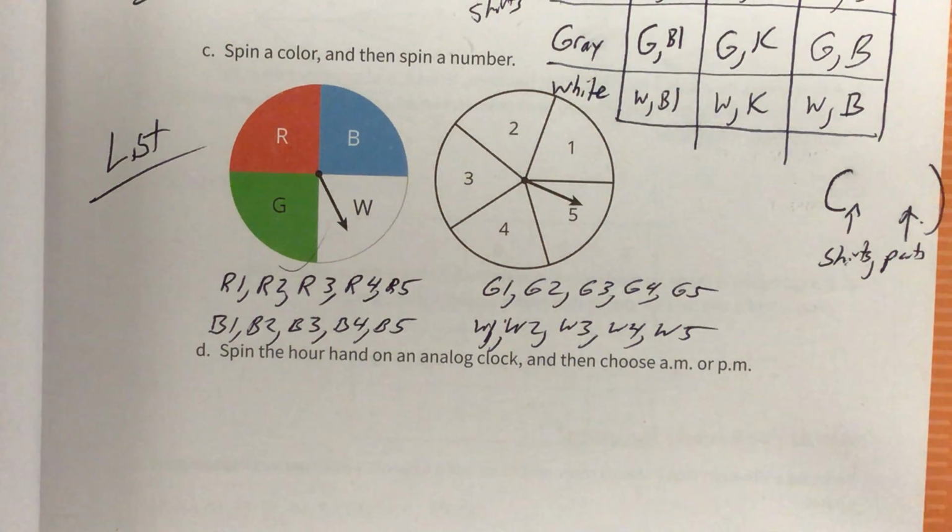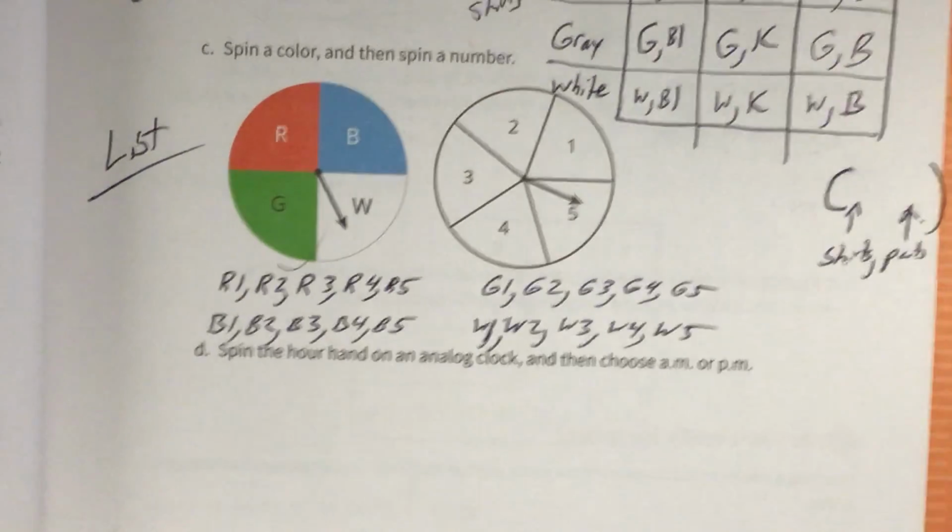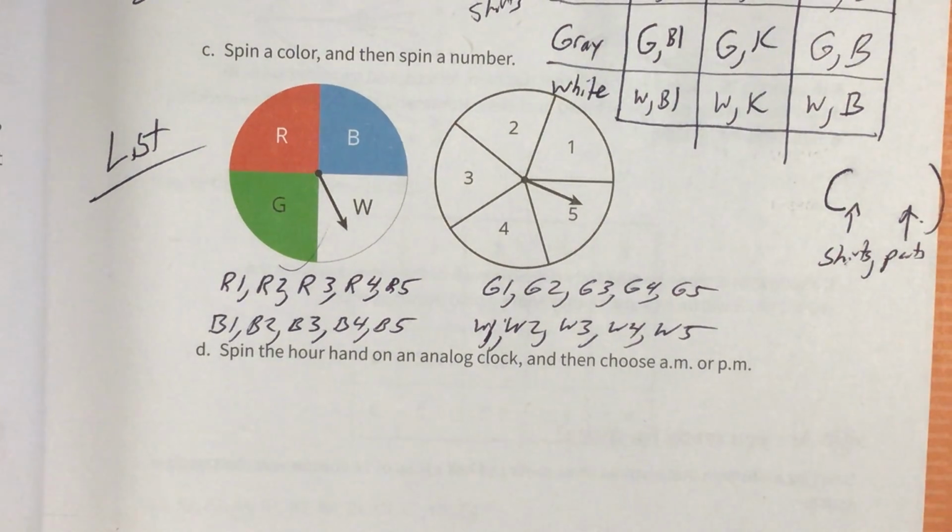Okay, I want you to do D. Any way you want. Tree, table, list. Bottom 65. Whatever method you want. Write them out.